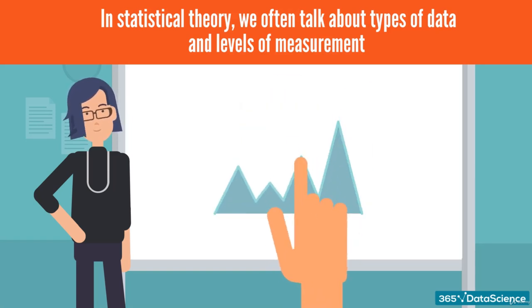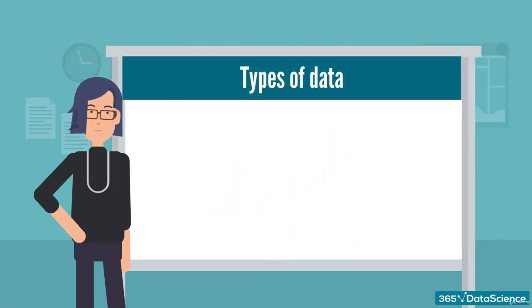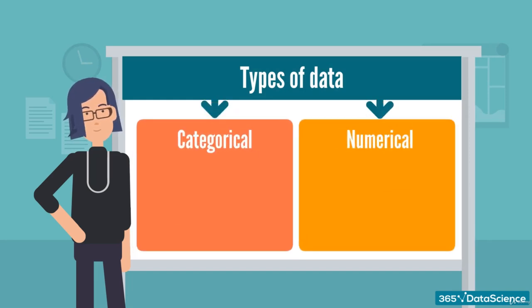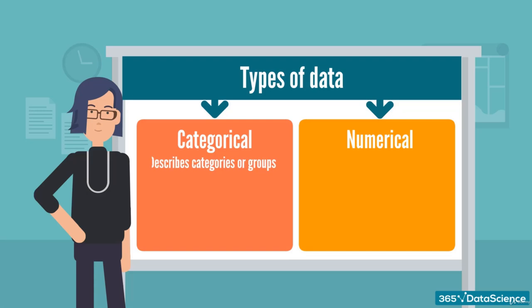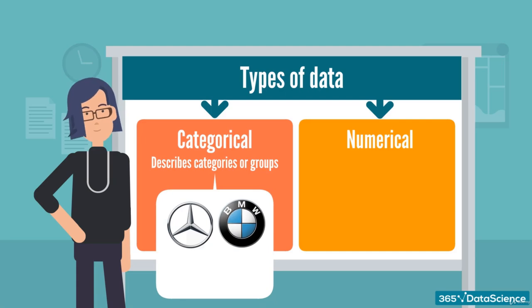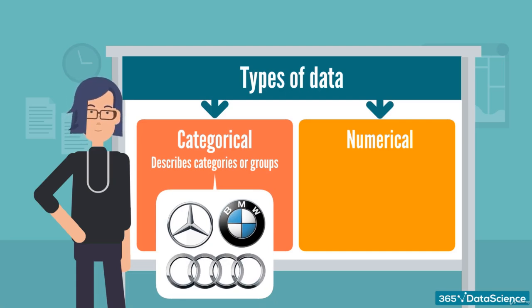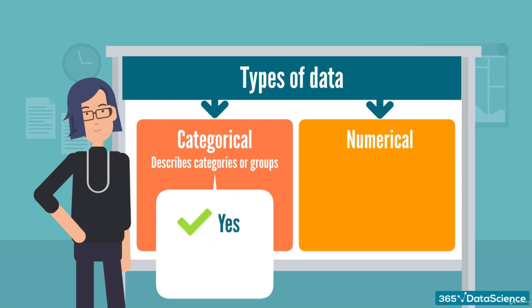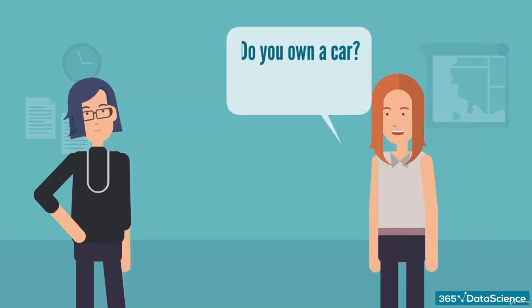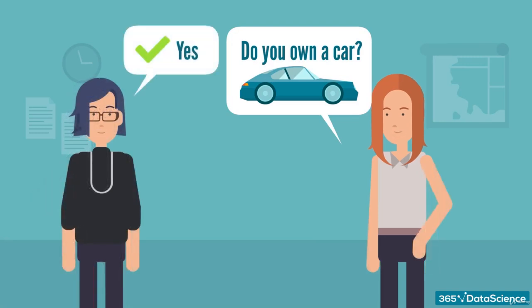Okay, let's quickly explore the types of data. There are two types of data: categorical and numerical. Categorical data describes categories or groups. One example would be car brands like Mercedes, BMW, and Audi. They show different categories. Another instance of categorical variables is answers to yes and no questions. For example, if someone asks you, "Do you own a car?" Yes and no would be the two groups of answers that can be obtained.